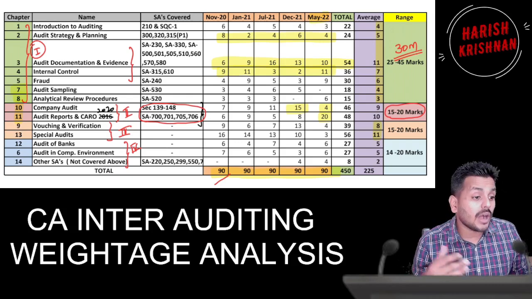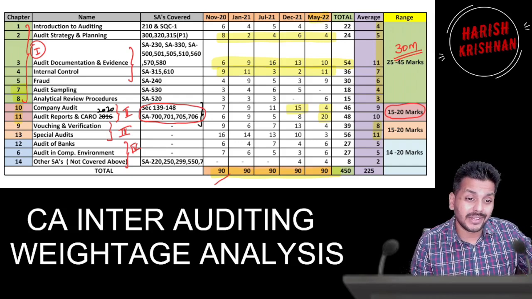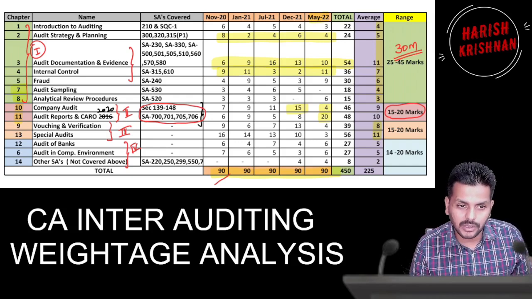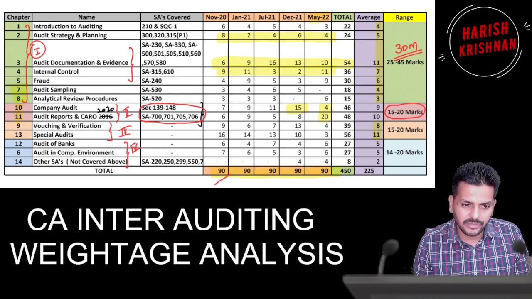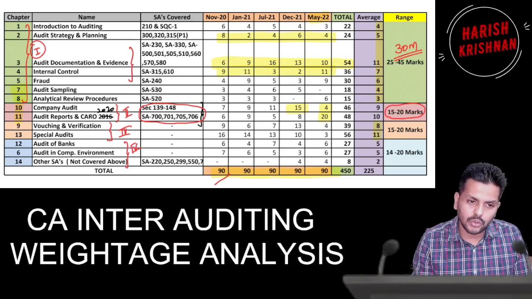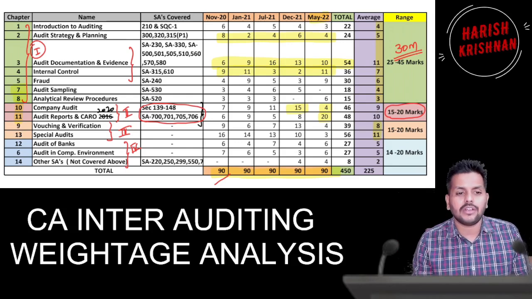You can't simply always try to get the exact words that are there in the book. So you have to write in your own way. The same thing applies to vouching and verification, which is audit of items in financial statements. They're pinpointedly asking you about items. I have also given a technique on how you go about that.